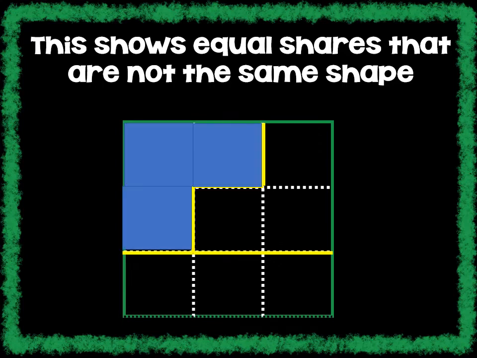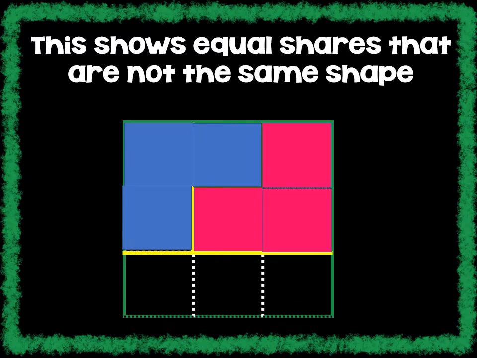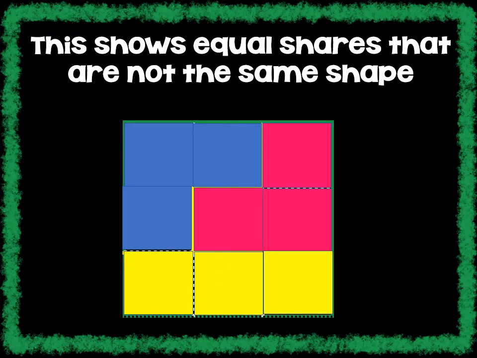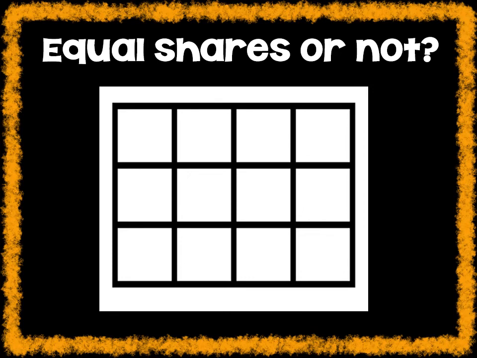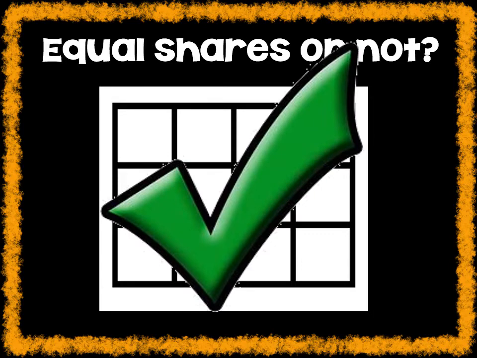So you can see it like this. 3 squares, 3 squares, 3 squares. So even though they're not the same shape, they are the same size. So now what I want you to do is take a look at these pictures and think in your head, if I took my rectangle and I cut it like this, am I doing equal shares? So what about this one? Is this equal shares, yes or no? Right, it is equal shares. All of those are the same size.